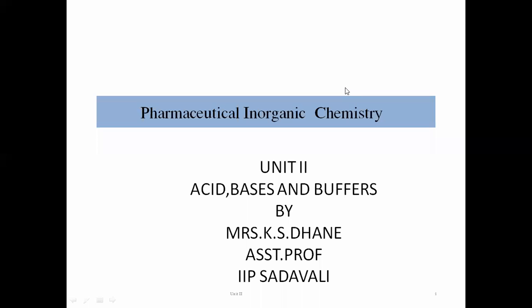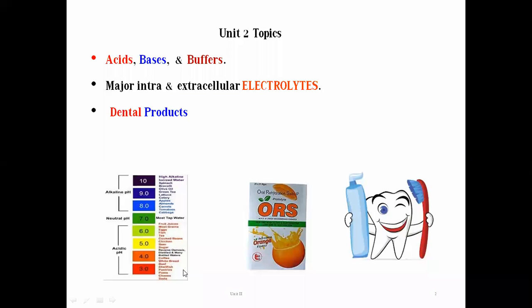Second unit, that is in the same subject, pharmaceutical organic chemistry. So we are going to start our unit number 2. The name of the topic is acids, bases and buffers. Basically, in unit number 2 there are 3 chapters. Chapter 2.1 is acids, bases and buffers, 2.2 is major intra and extracellular electrolytes, and 2.3 is dental products.